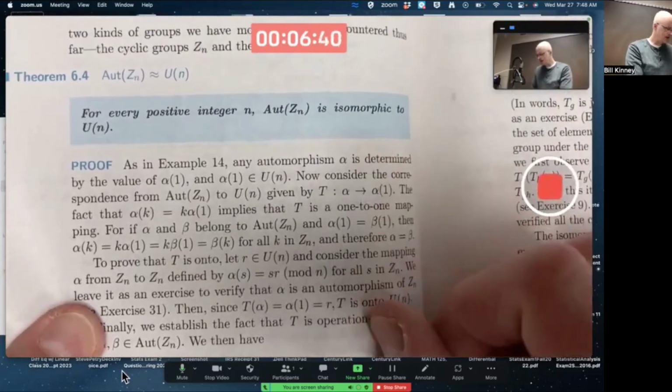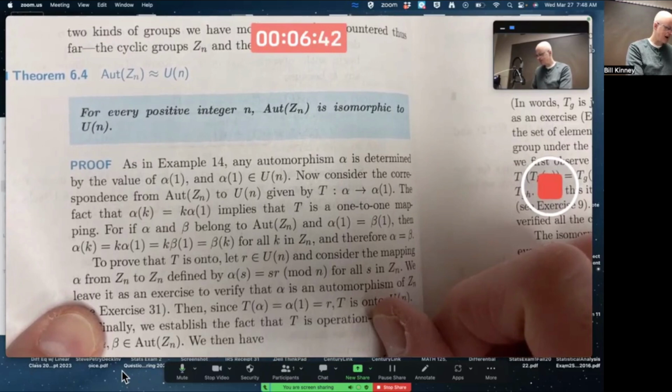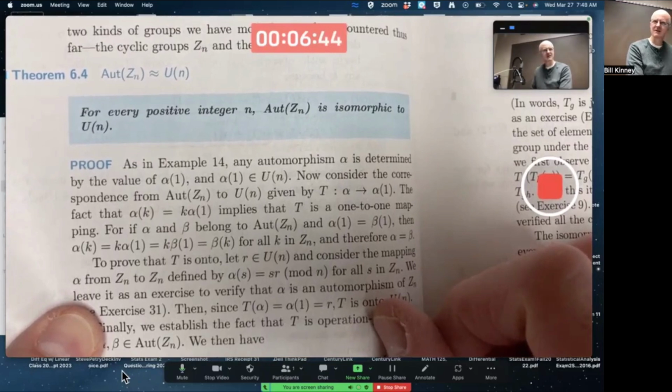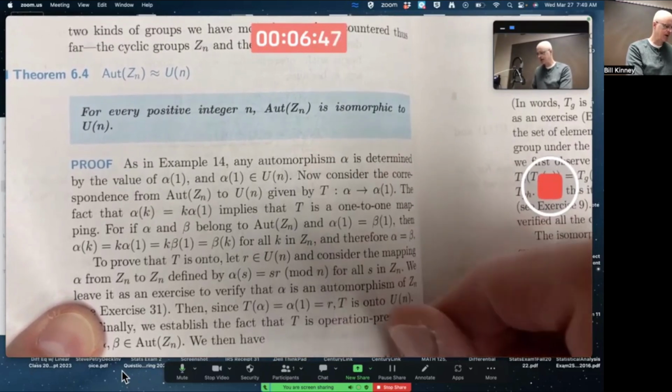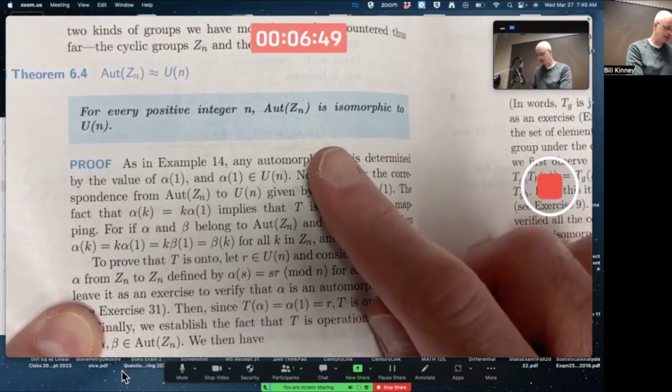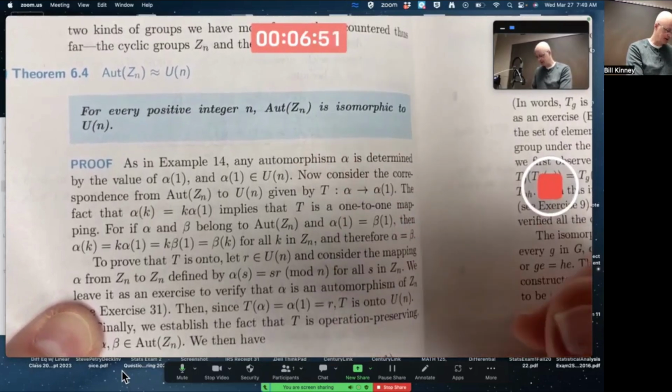It's a fact you should know, probably most just for sake of memorization. It's a particular group of automorphisms. The group of automorphisms of Zn is isomorphic to U of n.